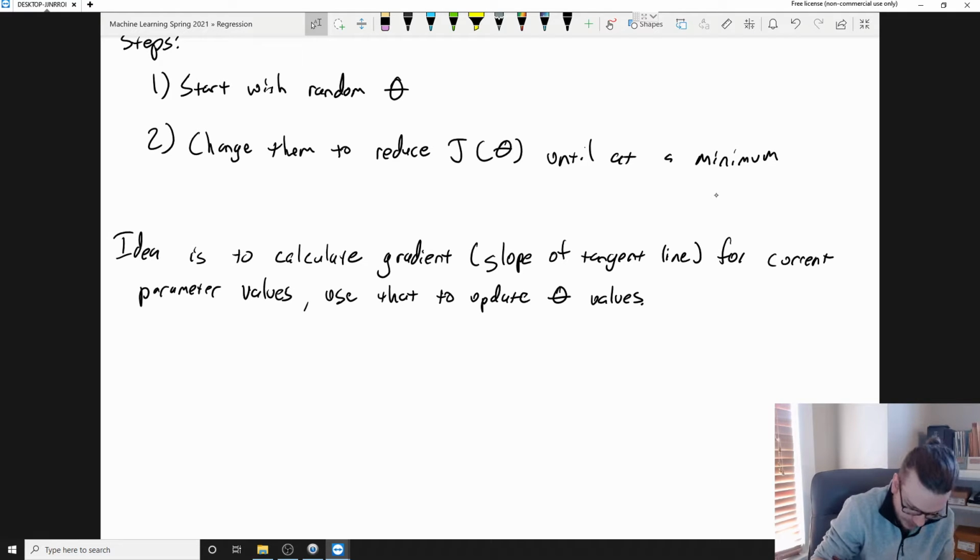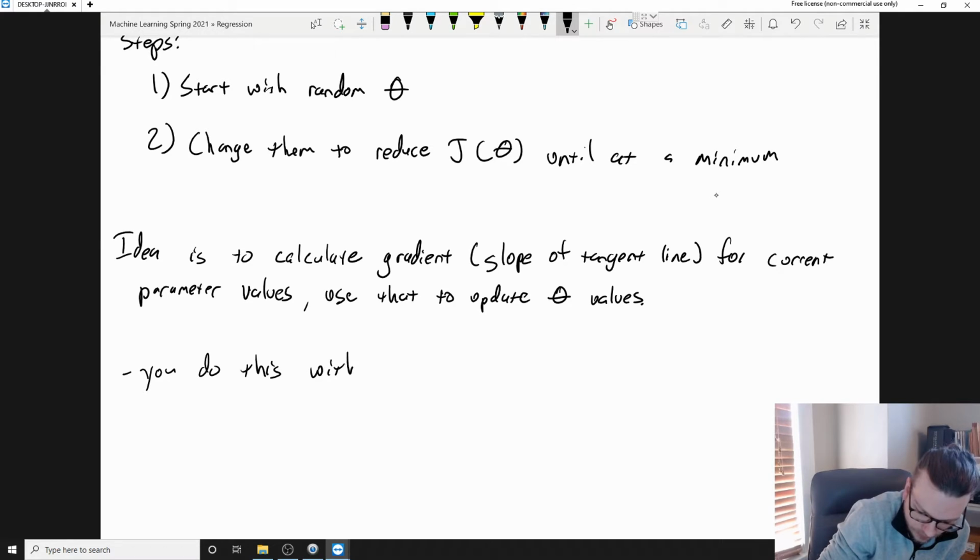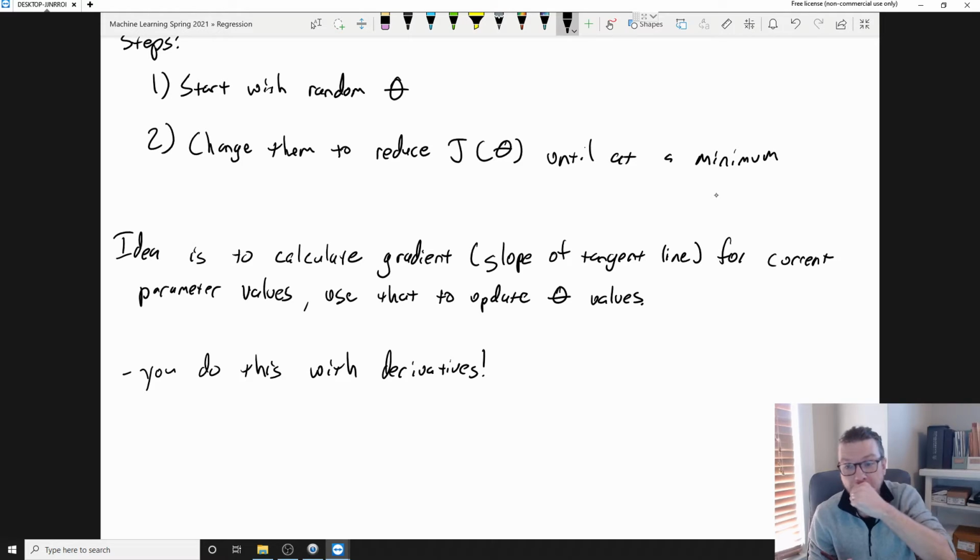So you do this with derivatives. Yay! They told me that calculus would be important, but I didn't see it until I got into machine learning, in which case calculus shows up all the time. I guess if you're in complex statistics, same deal.